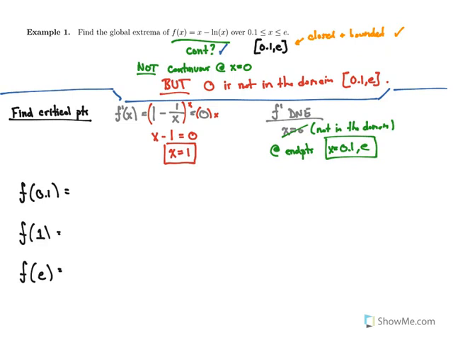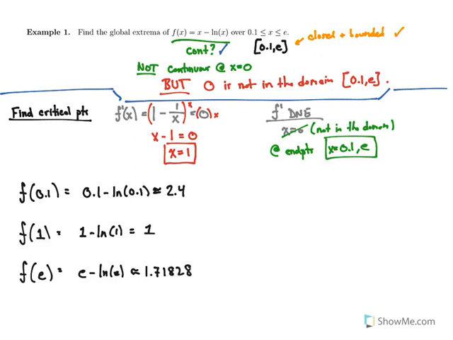So f of 0.1 is going to be 0.1 minus natural log of 0.1, which is going to come out to be about 2.4. f of 1 is going to be 1 minus natural log of 1, which is 1 minus 0. That's 1. And f of e is going to be e minus natural log of e, which is 2.71828 minus 1. It's going to be about 1.1828 or so.